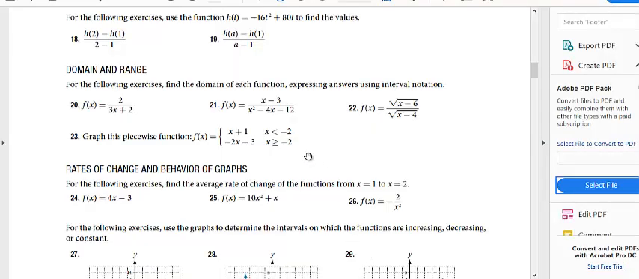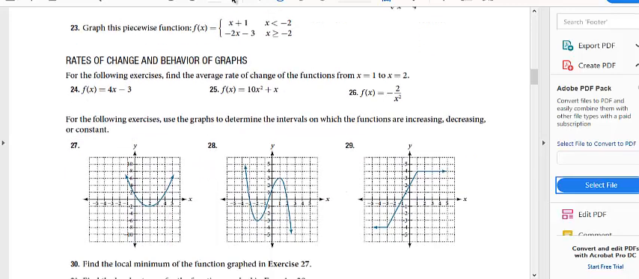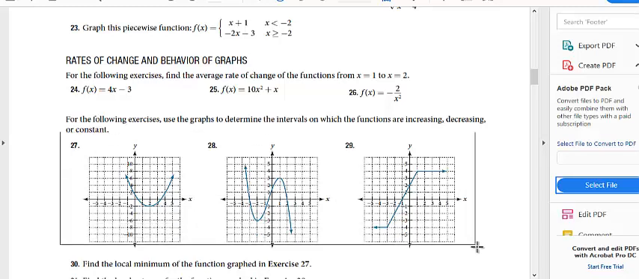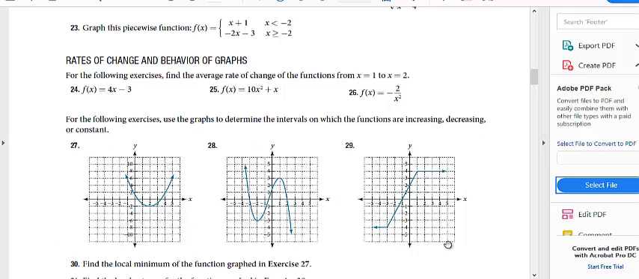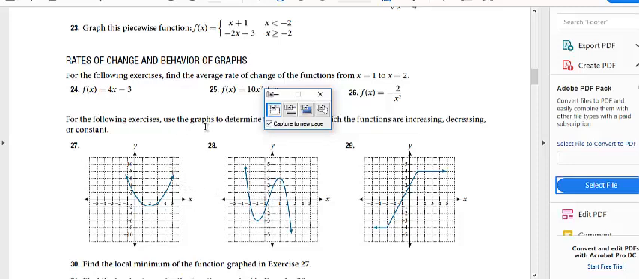Okay, the next group is increasing and decreasing intervals. So we have these three problems. So we'll just make a copy of all three at one time. And it says determine the intervals. So we're going to use interval notation.